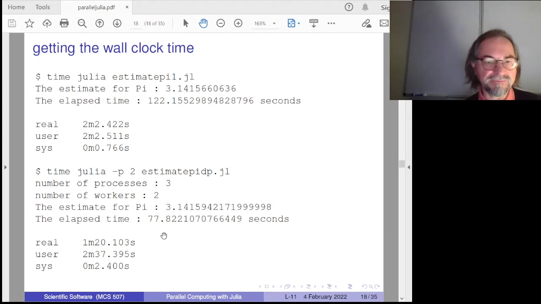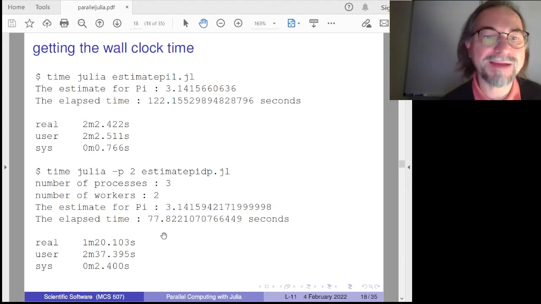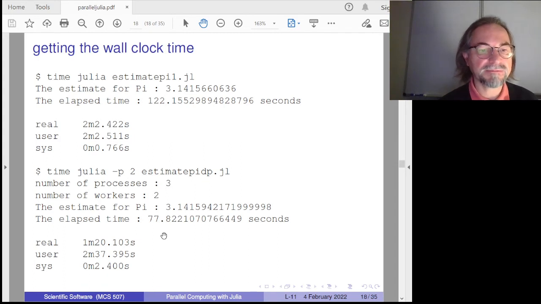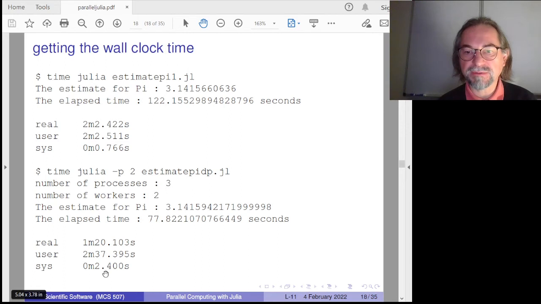The CPU time is 77 seconds. Note that the user time is 2 minutes and 37 seconds. User time means the total CPU time, so your computer has actually worked a lot harder. But the real time, the wall clock time, which is the time elapsed between when we launched the process and its ending, is 1 minute and 20 seconds. You also see that the system time, which was negligible before, less than a second, now becomes 2 seconds. So the operating system also needed to be involved in this experiment.